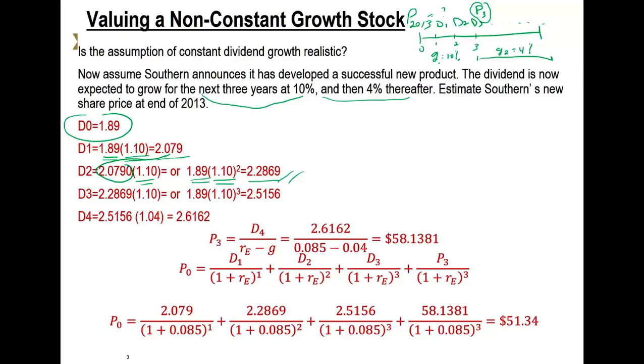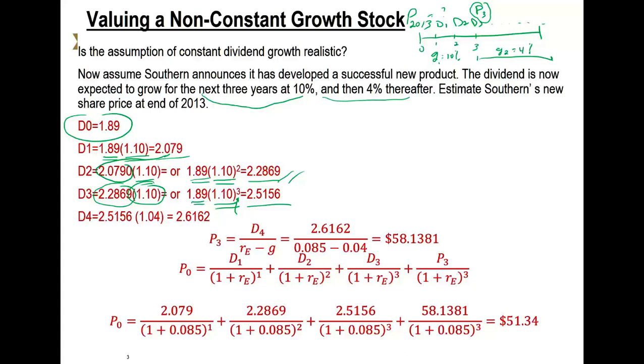What is the dividend in year 3 going to be? Dividend year 3 is going to be the dividend in year 2 growing at 10% one more time. Remember, the first 3 years of dividends grow at 10%. That gives you $2.51. Or you can say that dividend year 3 is just D sub 0 growing for 3 consecutive periods at 10%. So now you have D1, D2, and D3.